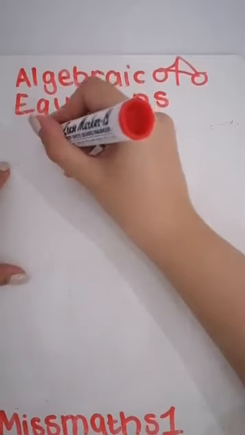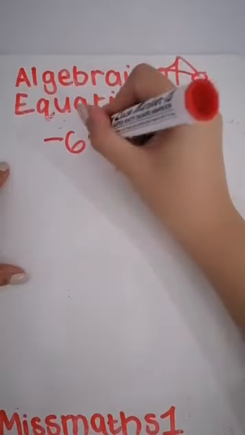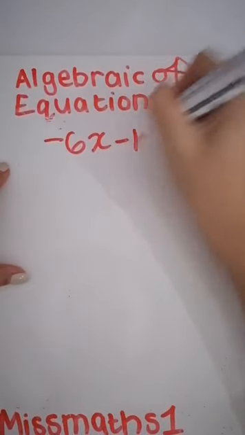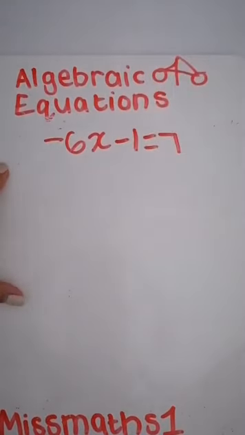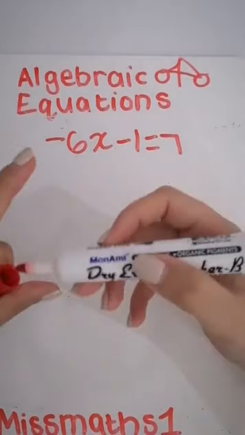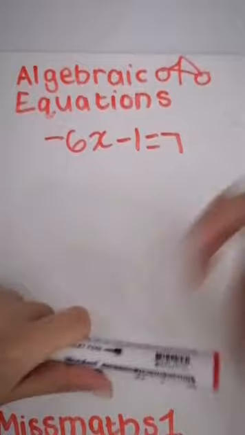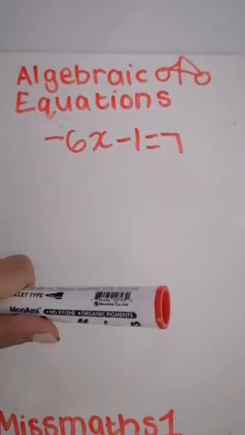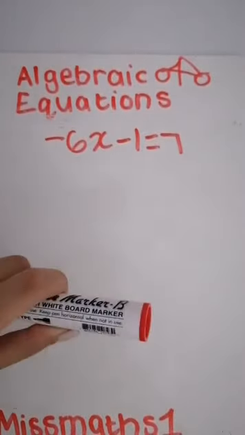So the last one, which you can expect at about the end of grade 8, beginning of grade 9, or even at the end of grade 9, it really depends on your school. Here we go. We've got negative 6x minus 1 is equal to 7. Any attempts you guys want to make, you can quickly jot it on a piece of paper.